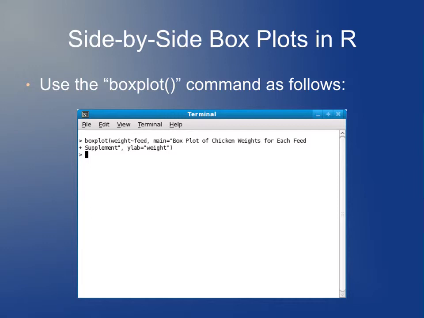To do these side-by-side box plots in R, use the boxplot command, and the syntax is weight and then a little tilde, feed. This is an expression, or a formula object, in R, where in general it means that you want to explain the variable on the left using the variable on the right. Here we're trying to explain weight based on feed, so we plot a different box plot for each feed category. You'll see that notation again later in the course. Once again, you can give x-axis labels, y-axis labels, and headers if you so desire.